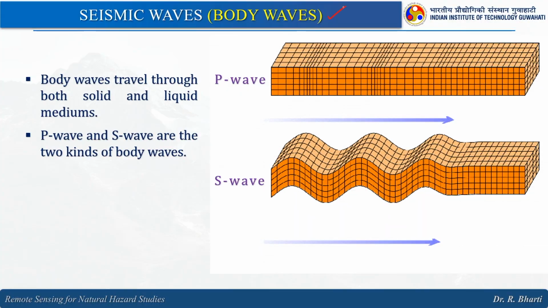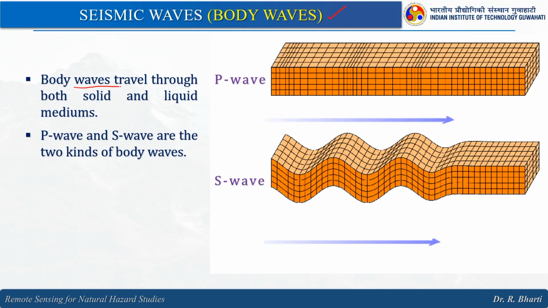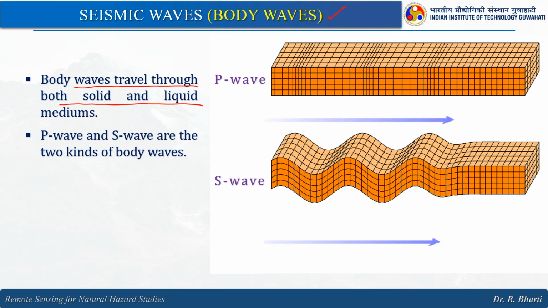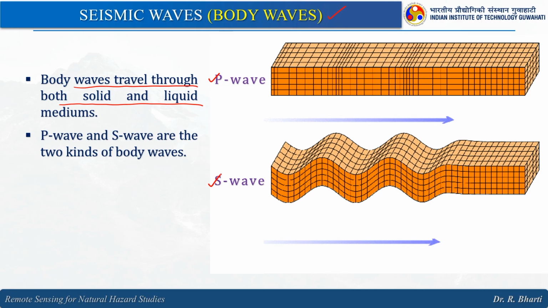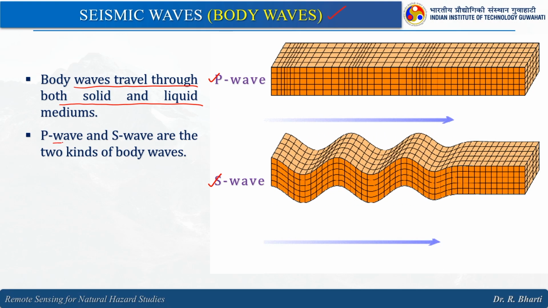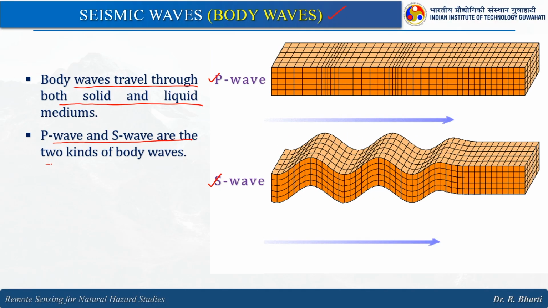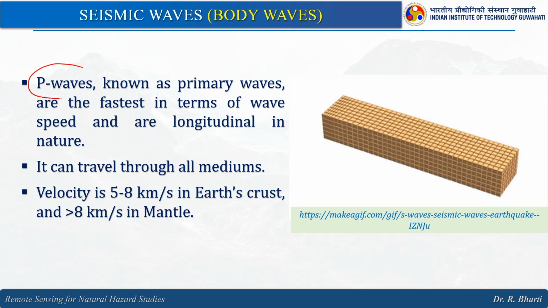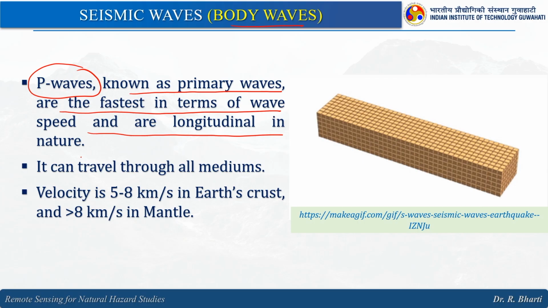When we talk about body waves, they travel through both solid and liquid. So, remember this, P and S waves both travel through solid and liquid, and the P and S waves are the two kinds of body waves. When we talk about the P wave, which is one of the body waves, it is also known as the primary wave, is the fastest in terms of wave speed and is longitudinal in nature.